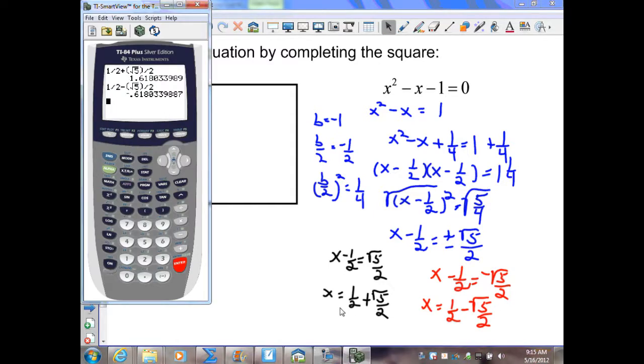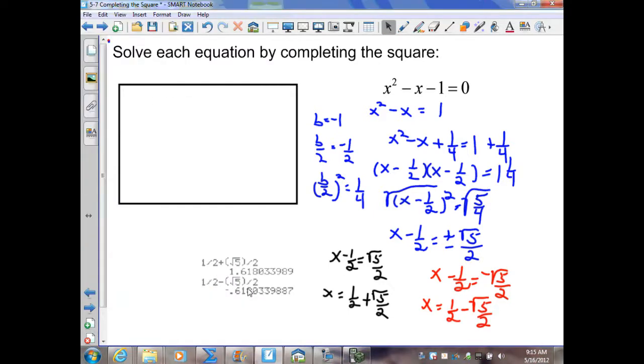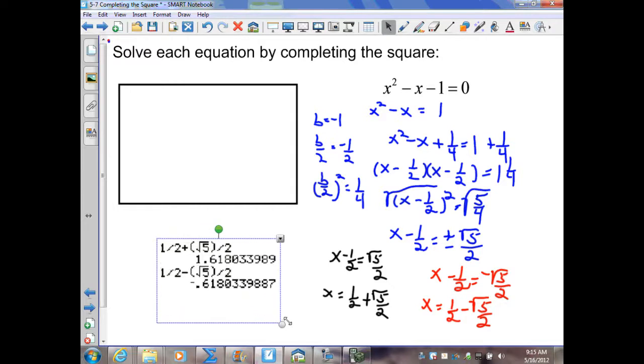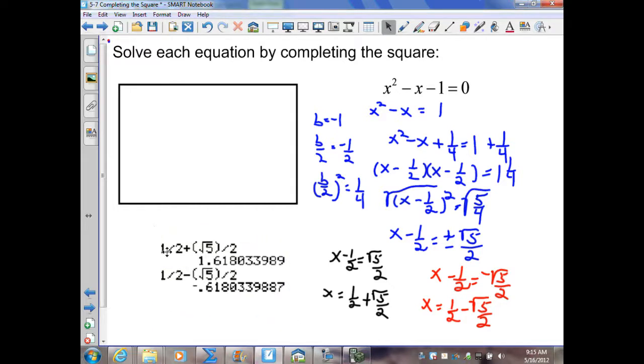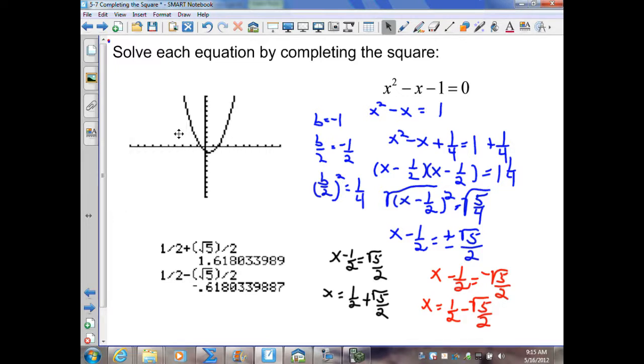And if I would substitute these into a calculator, you can see I would get, for 1/2 plus the square root of 5 over 2, 1.6, and 1/2 minus the square root of 5 over 2, a negative 0.6. And from a previous section, if I graph that, here are my solutions, which would be approximately 1.6 and a negative 0.6. Again, this is just another way of solving a quadratic equation without graphing.